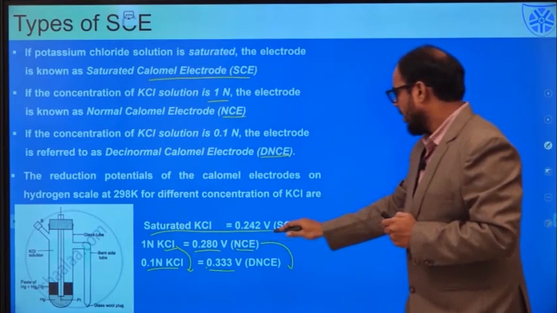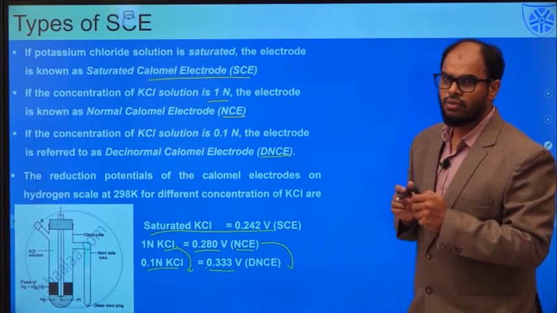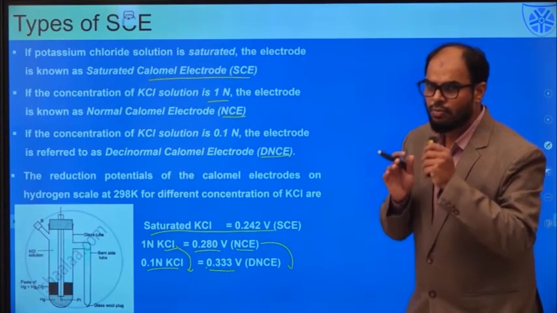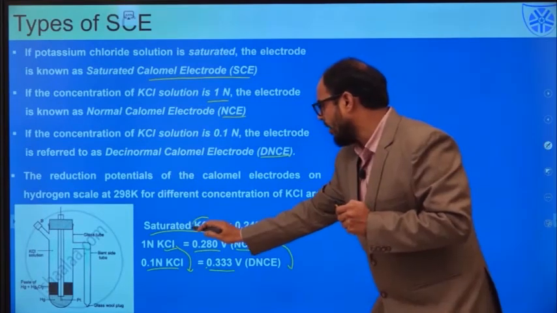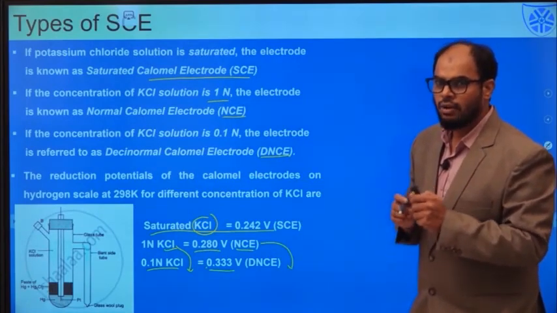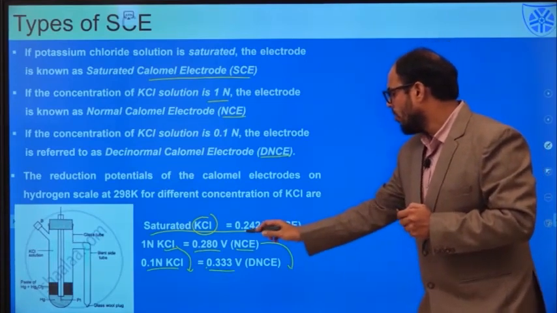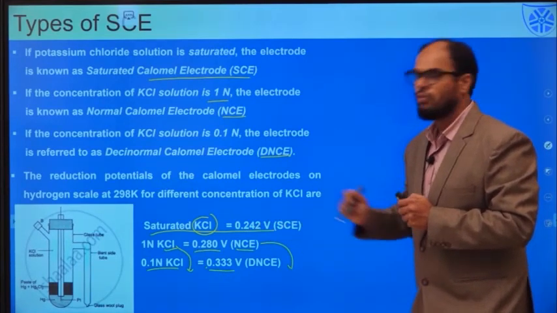Universally, the saturated calomel electrode is the electrode which is used for electrode potential measurements. This saturated calomel electrode having saturated potassium chloride as an electrolyte is used for determination of electrode potential with value 0.242 volts.